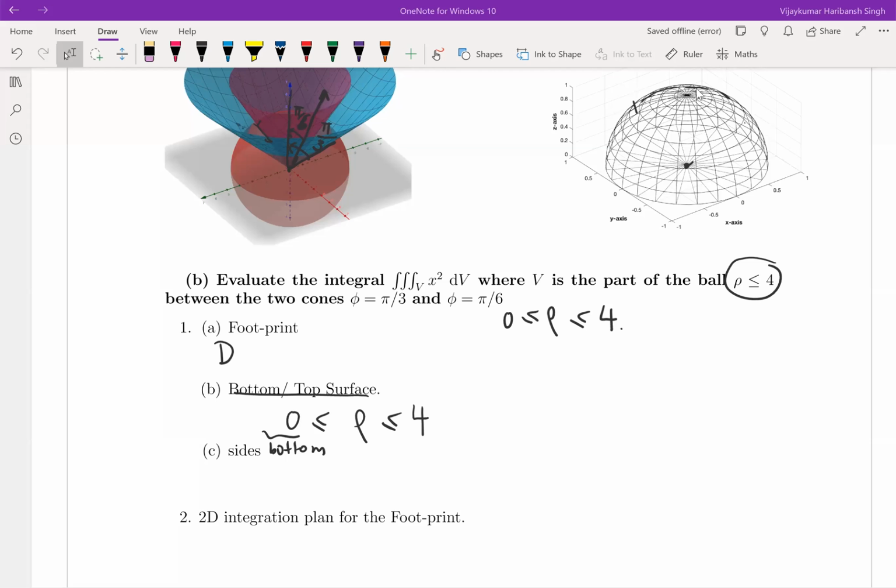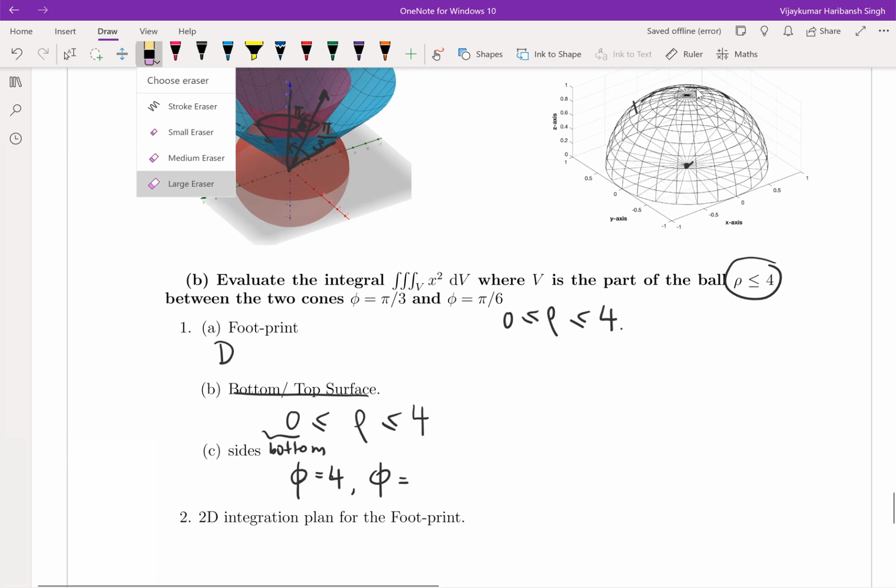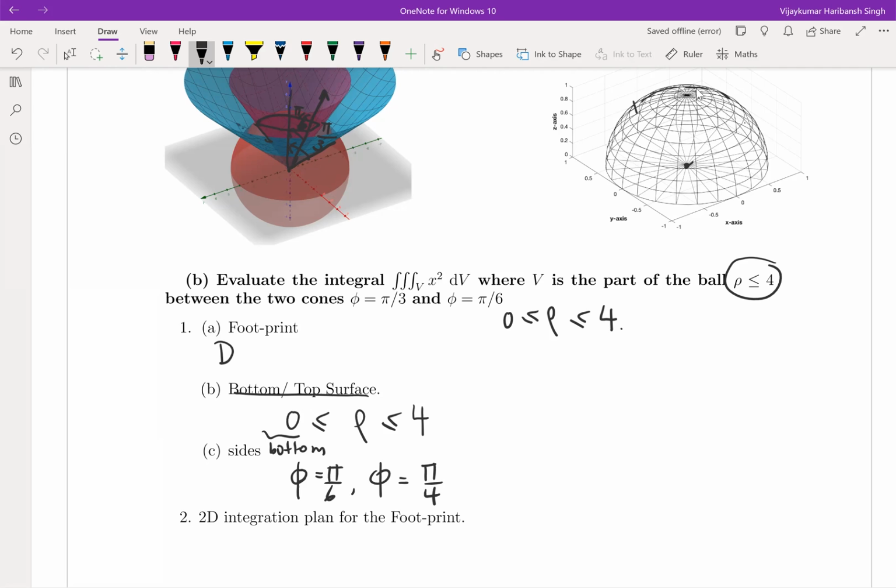Now what about the sides? First of all, we have two sides, right? So inside here, one side is phi equals pi by 6. And the other one is phi equals pi by 4. My bad, pi by 3. So the outside one is pi by 3. And these are independent of rho, right?